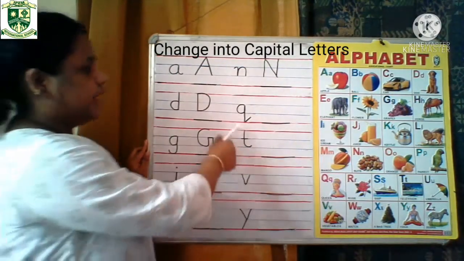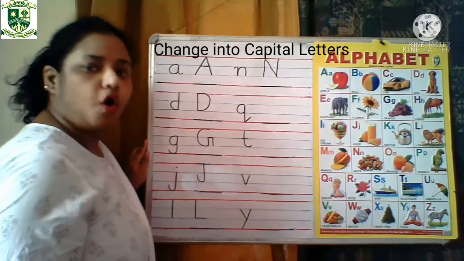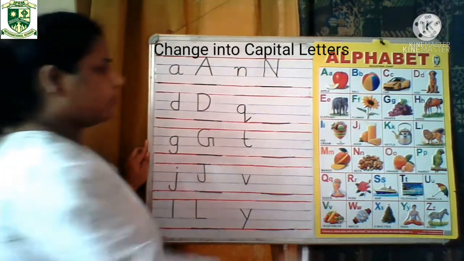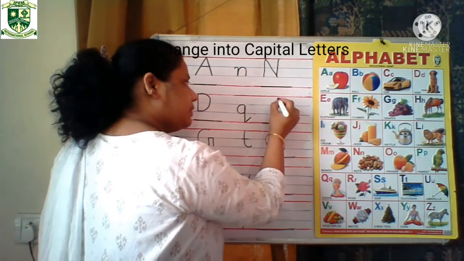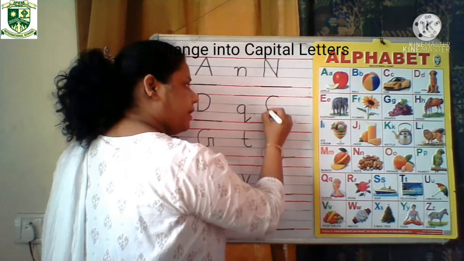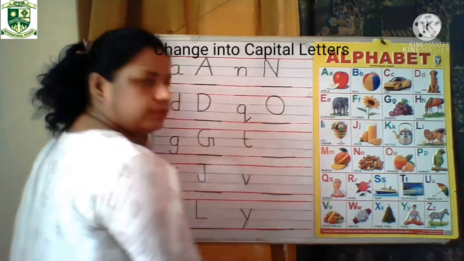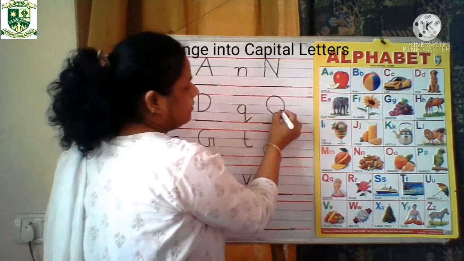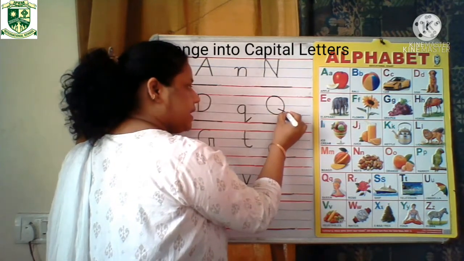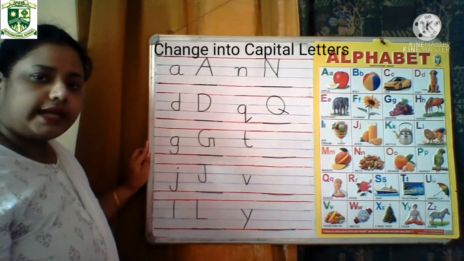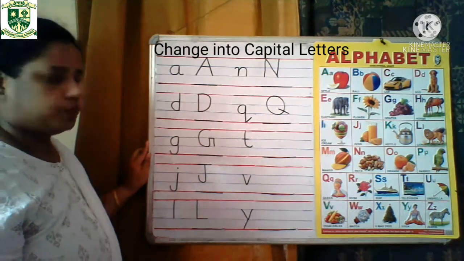Okay, next letter is small q. Now how we'll write capital Q? Write it down in your notebook. See, make a big circle in between the first red line and the second blue line, and then give a small slant line cutting the circle. Okay, this is how we'll write capital Q.